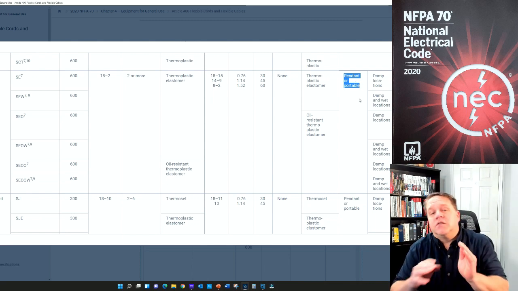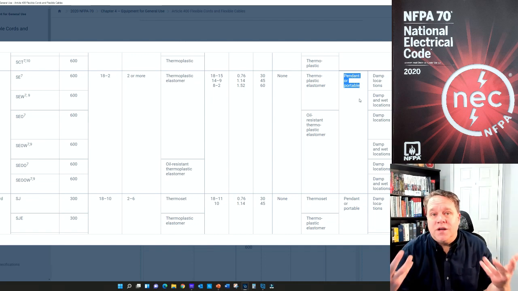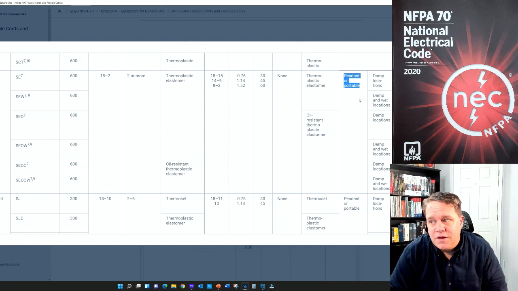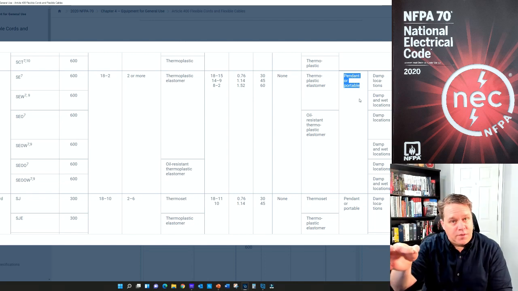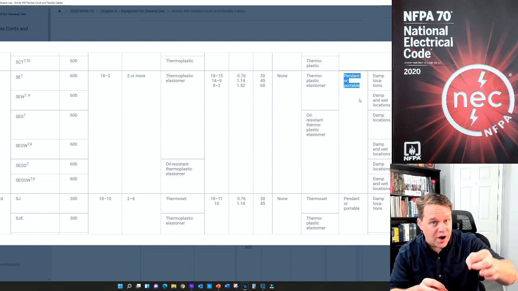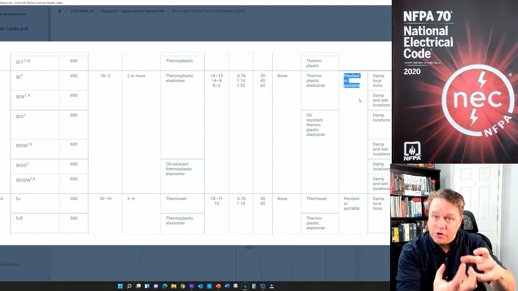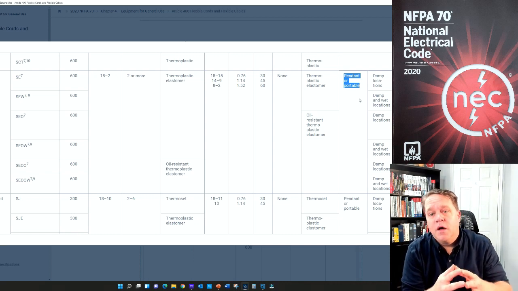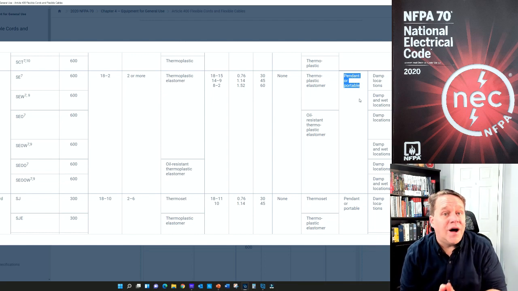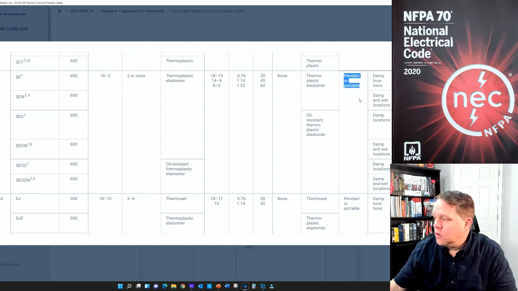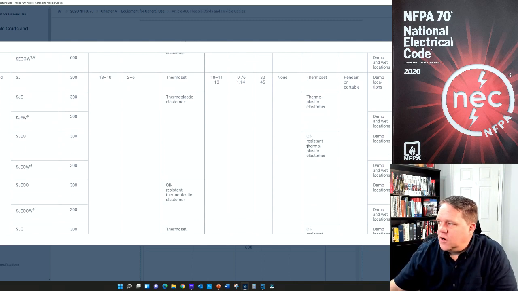If it doesn't say pendant, then you can't use it in a pendant application. Now, a lot of the cords are rated for pendant applications, but if you were wiring a luminaire, or if you had a cord drop going to a wood head box with a receptacle, you better be using a cord that's rated for pendant use. If you're not, it's going to be a violation. So, some little interesting things here in table 400.4.